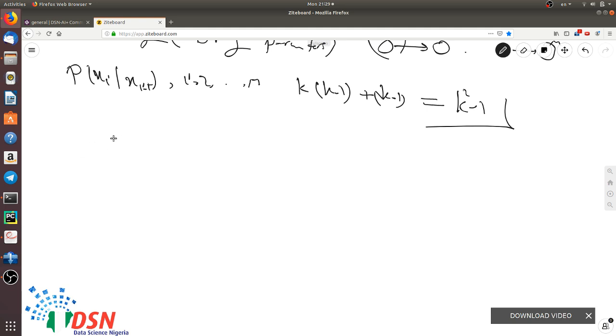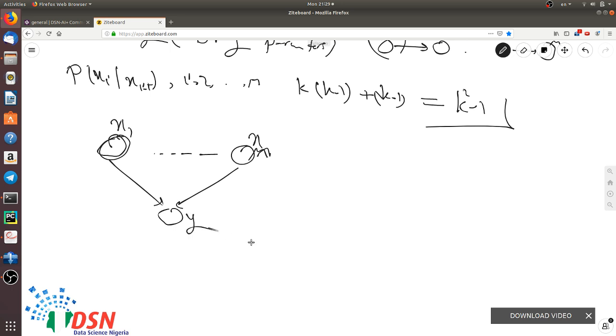So let's see. Let's say this is the graph, and this is y in here. Assume that all of the nodes are binary. Each of the parent variables xi, so in here we have x1, x2, and xm, is governed by mu i, so they have a Bernoulli distribution, and mu i represents p of xi equal to 1.